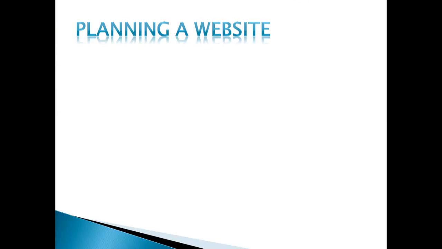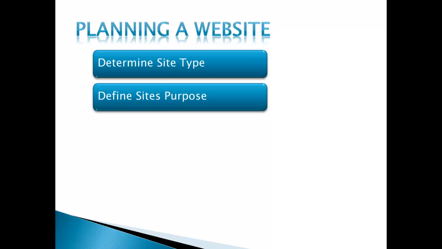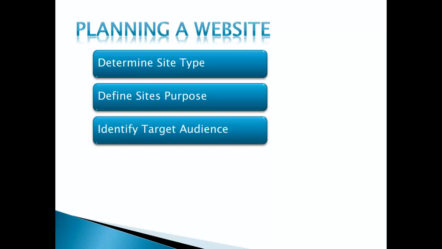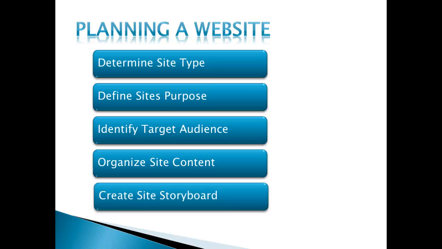Let's take a look at the necessary steps in planning a website. Step 1, determining your site type. Step 2, define the site's purpose. Step 3, identify your target audience. Step 4, organizing your site content. And Step 5, creating a storyboard.